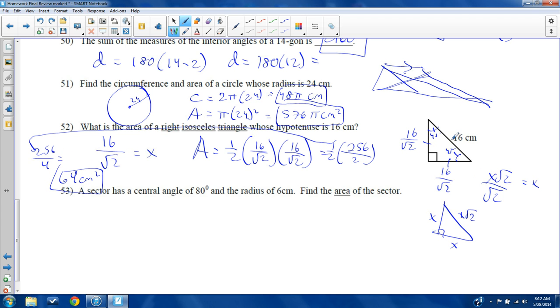Again, special right triangle there. You could have done trigonometry. I don't know if you would have had an exact answer of 64 then.